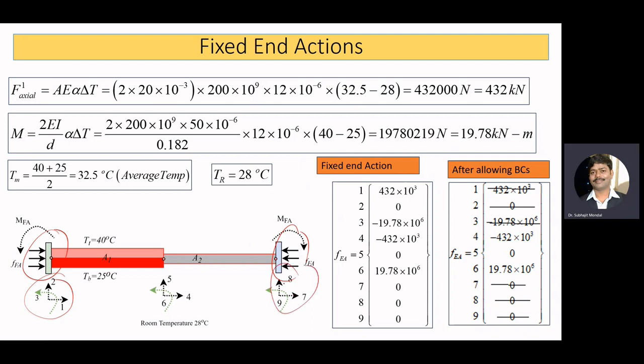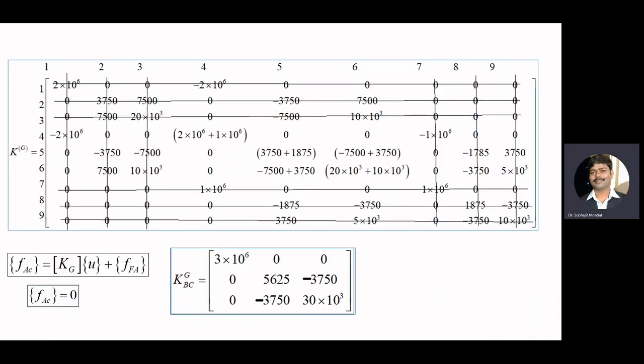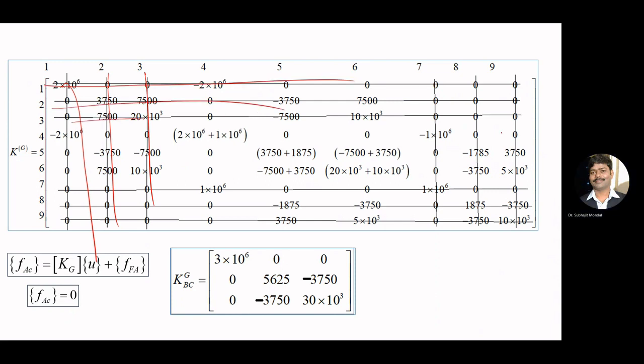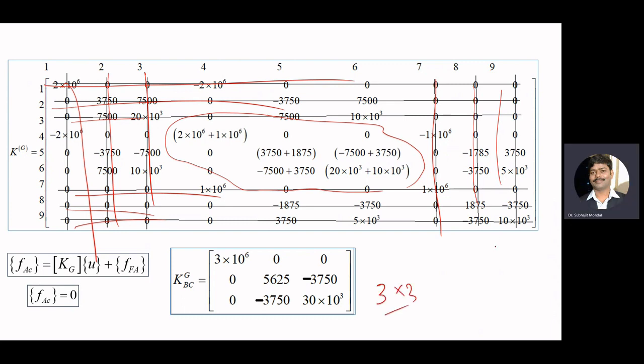So we apply the boundary conditions, and here we have to eliminate that particular row and the particular column from the stiffness matrix. So here we eliminate this column and this row. Here this column and this row. At the end, we'll have a 3 by 3 size reduced stiffness matrix.